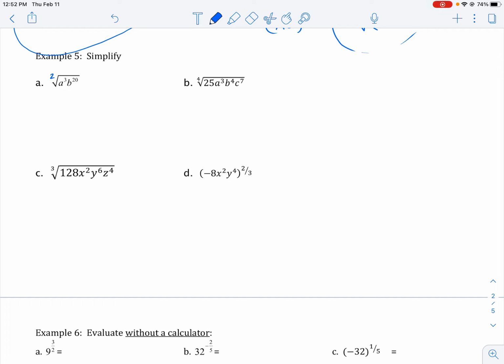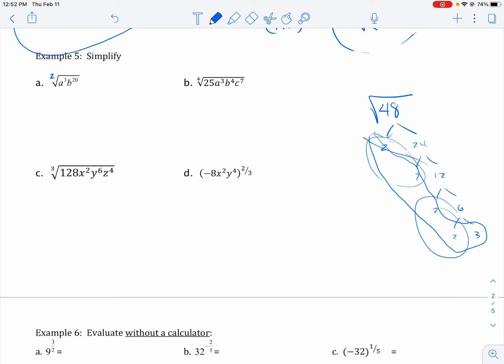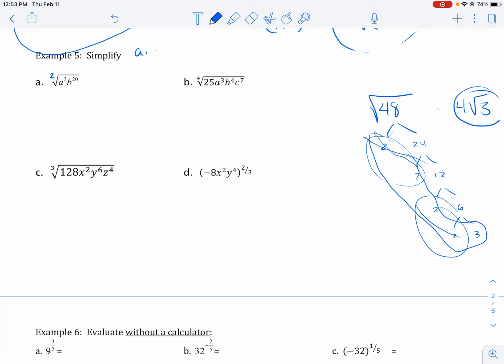Remember when we were taking the square root of stuff like 48? We were looking for pairs, right? So 2 and 24, 2 and 12, 2 and 6, 2 and 3. Boom, boom, boom. Hockey stick, couple choices. So this is going to be 4 square root 3, right? So same sort of pattern here, except we're just writing out how many A's and B's we have. So how many A's do I have? Well, I have 3. So how many pairs do I have? Well, I only have 1, so I bring out an A, and one A gets left behind.